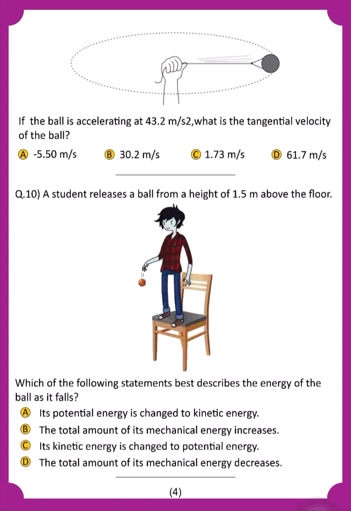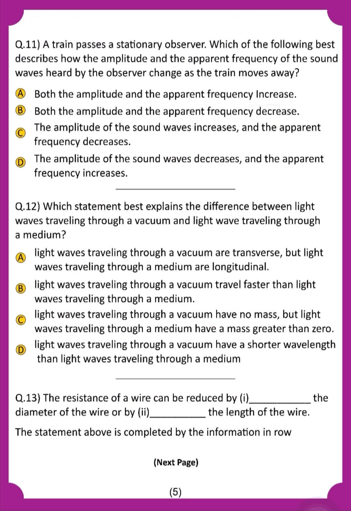A student releases a ball from a height of 1.5 meter above the floor. Which of the following statements best describes the energy of the ball as it falls? Option number A, its potential energy is changed into kinetic energy. Question number 11. A train passes a stationary observer. Which of the following best describes how the amplitude and the apparent frequency of the sound waves heard by the observer change as the train moves away? For that, option number A is correct, because both the amplitude and apparent frequency increase.